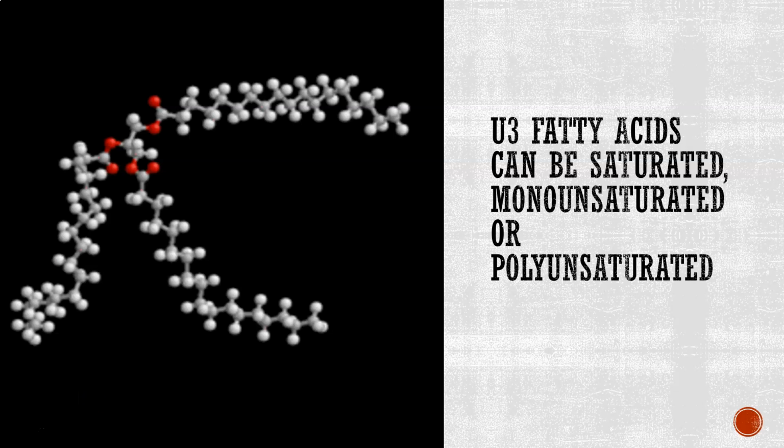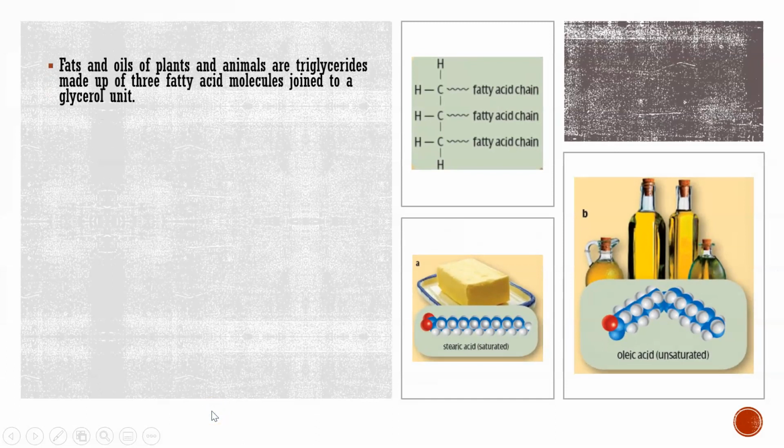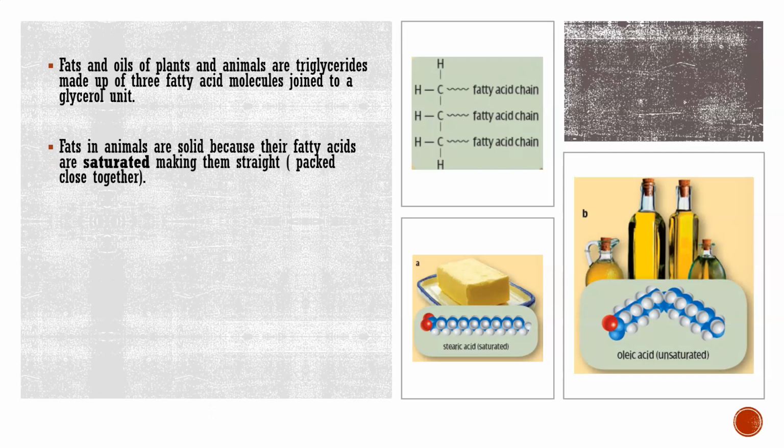Understanding 3: Fatty acids can be saturated, monounsaturated, or polyunsaturated. What do we mean by saturated? Fats and oils of plants and animals are triglycerides. We spoke about that molecular structure of our triglyceride. Fats in animals are solid because their fatty acids are what we call saturated, making them straight, packed very close together.